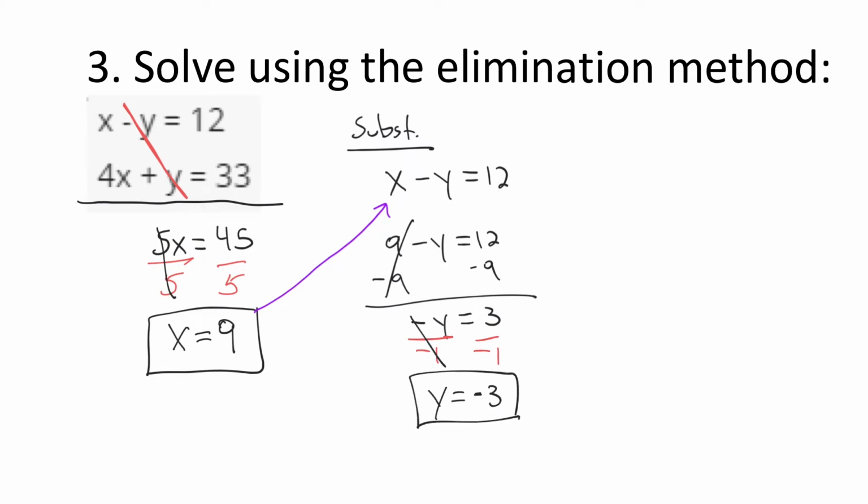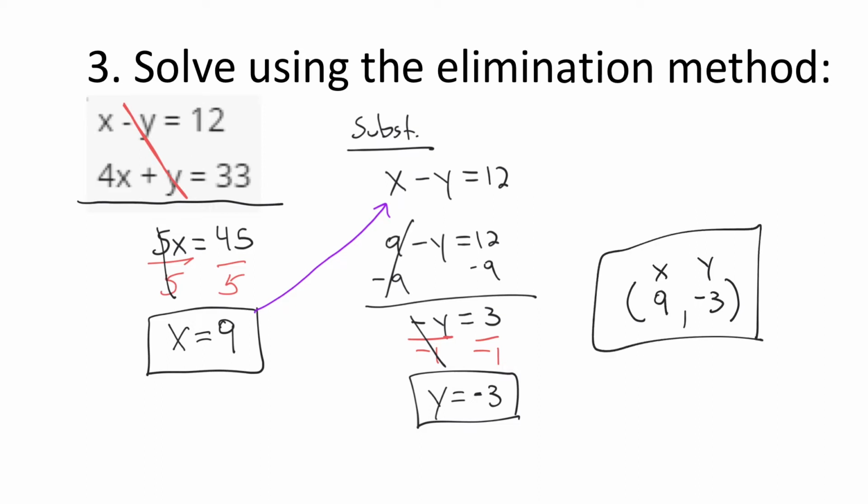So my answer, my solution will be an ordered pair. Remember, x is always first and then the y. So x is 9 and the y is negative 3. So here's my solution. It is an ordered pair.